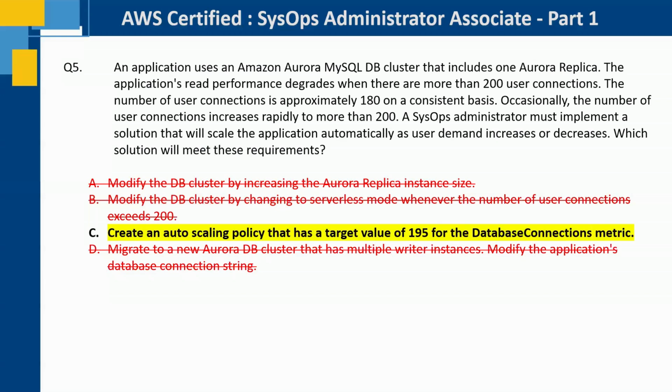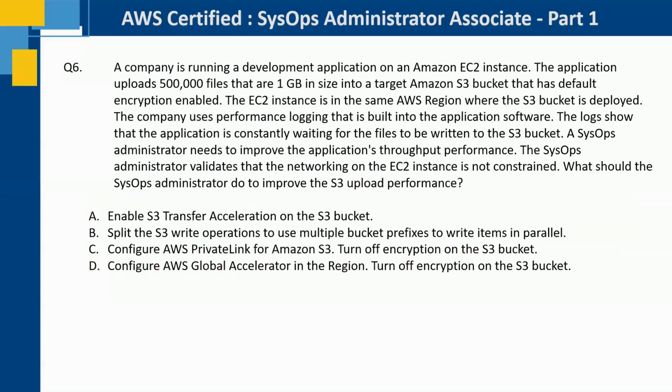Let's look at the sixth question of this part of the series. A company is running a development application on an Amazon EC2 instance. The application uploads 5 lakh files that are 1 GB in size into a target Amazon S3 bucket that has default encryption enabled. The EC2 instance is in the same AWS region where the S3 bucket is deployed.